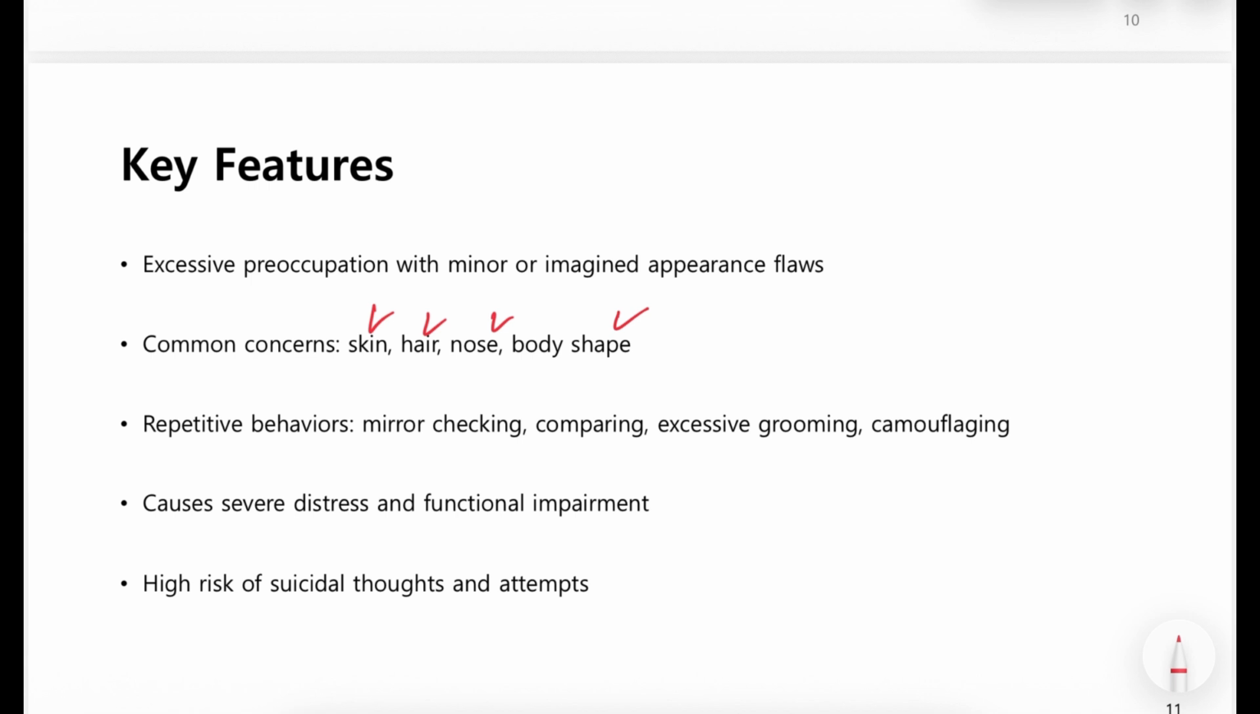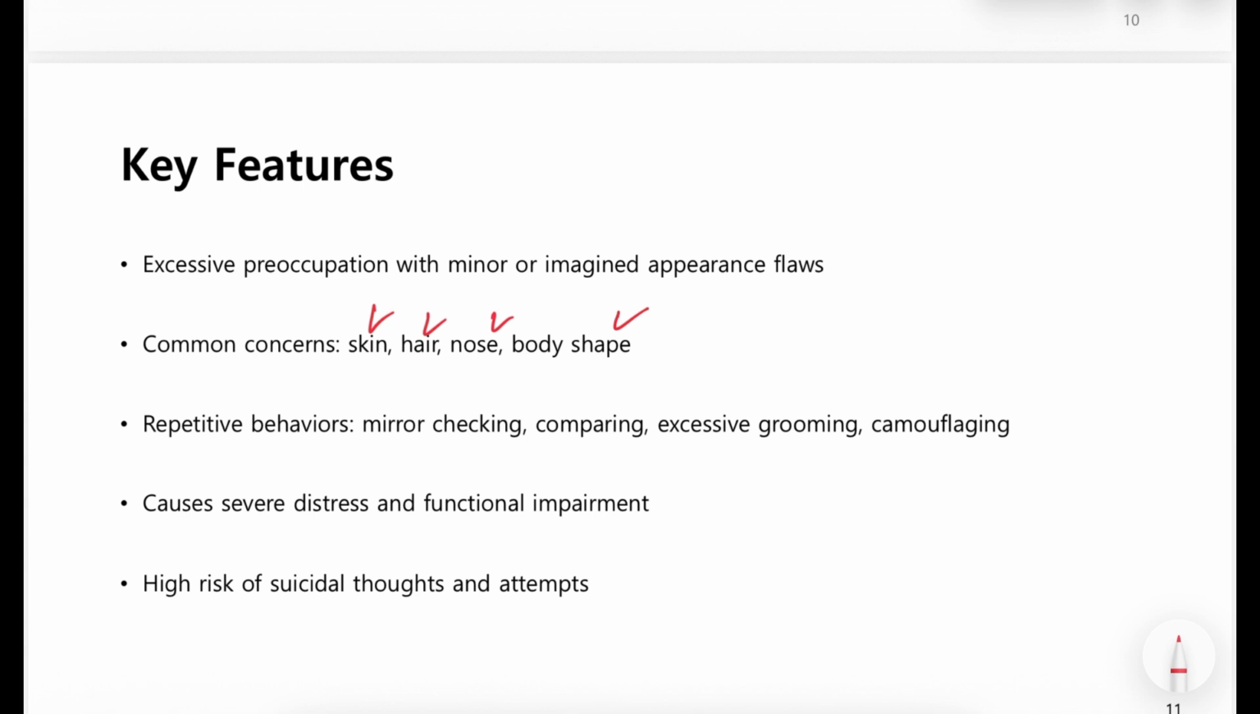Because of this preoccupation, individuals often engage in repetitive behaviors such as frequently checking the mirror, comparing themselves to others, engaging in excessive grooming, or trying to camouflage the perceived defect. These behaviors and thoughts cause severe distress and significant impairment in daily functioning, making it difficult to focus on work, relationships, or social life.